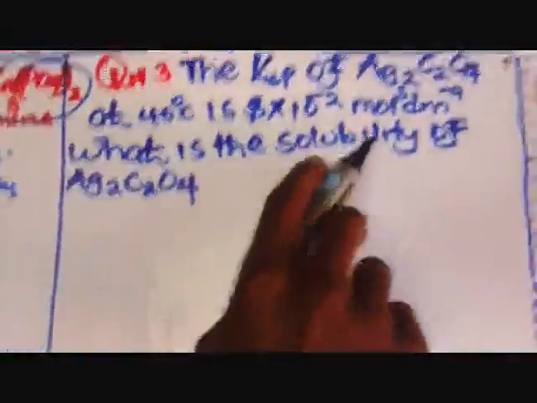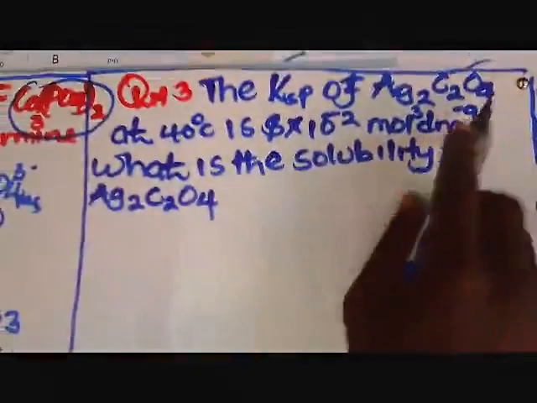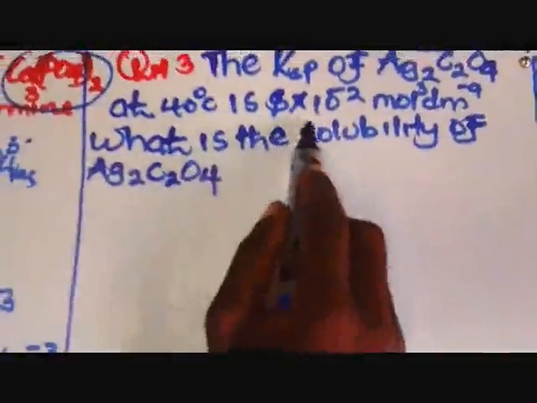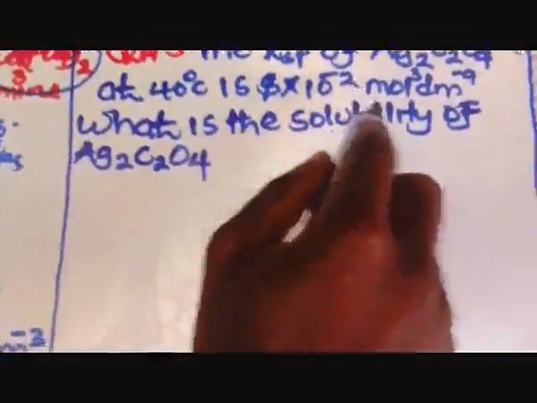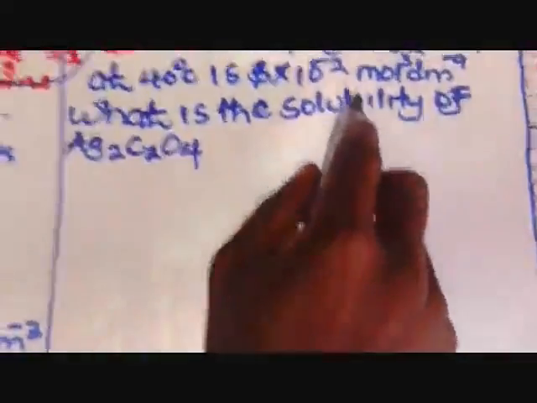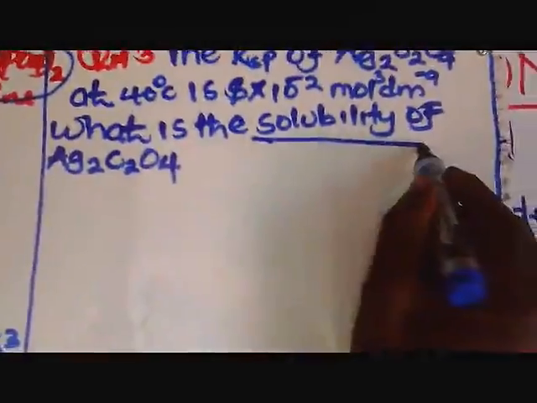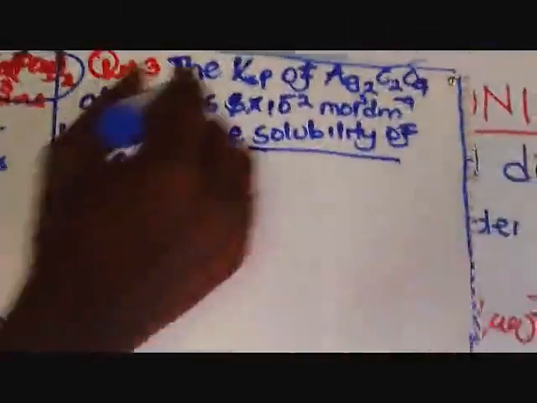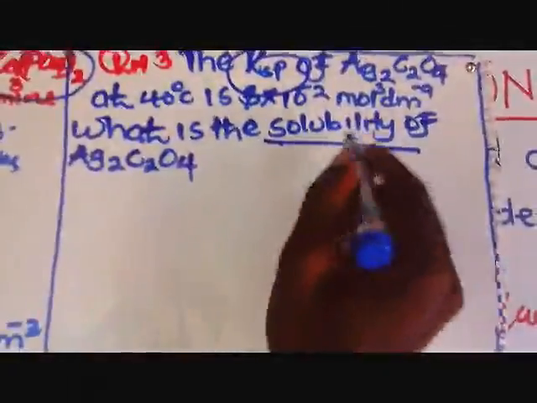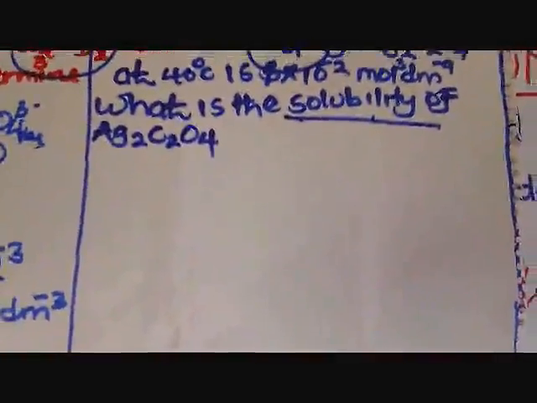Now when you look at this question, they are saying the Ksp of silver oxalate is 8 times 10 to power negative 2. And now they are telling us to convert it to what? To solubility. These two examples, we have been converting solubility to Ksp. Then this one is telling us to convert Ksp to solubility. So what we are going to do, we are going to write the equation properly.